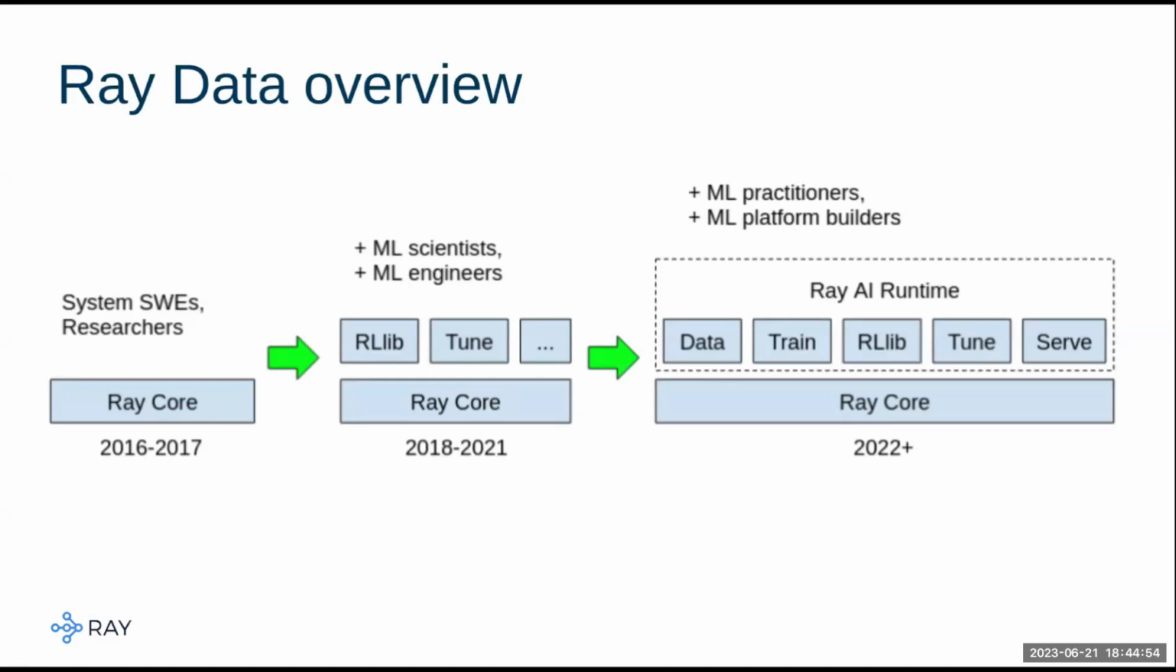So we gradually started adding more, starting more on the research side with reinforcement learning, but graduating to more production use cases like serving, tuning, and now Ray data. Ray data is about 2 years old at this point.